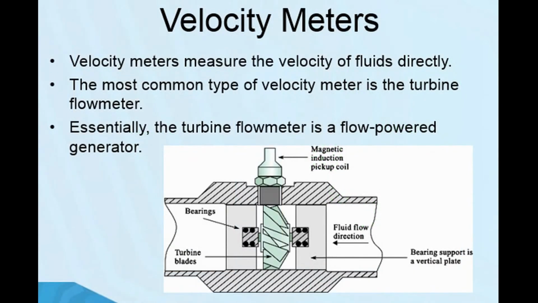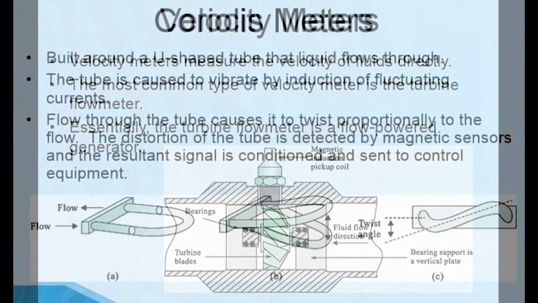The velocity meter also makes direct contact with the fluid being measured, but it in fact is a little generator where the fluid turns a turbine and then the turbine will turn a small generator. The more flow, the faster the turbine, so the more voltage comes out of your generator, and this gives you an idea how much is in the flow.